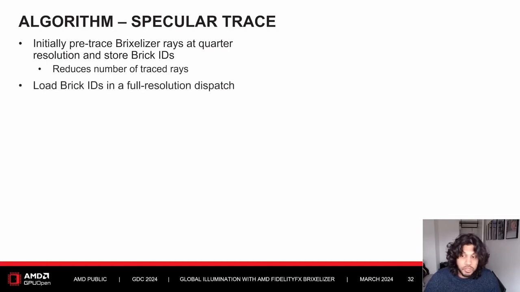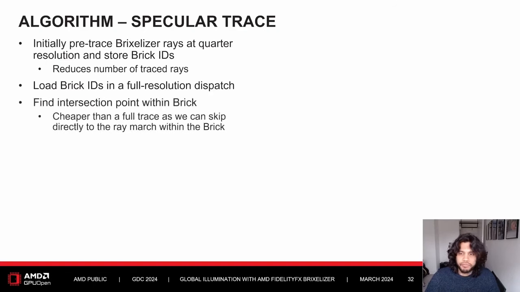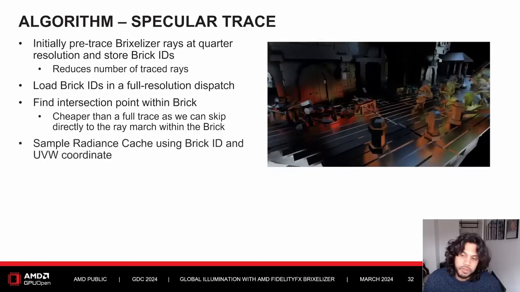Next, in a separate full resolution dispatch, we load in the brick IDs and find the intersection point within the brick. This is cheaper than doing a full trace, as we can directly go into the ray march. Finally, we sample the radiance cache using the brick ID and the UVW coordinate.